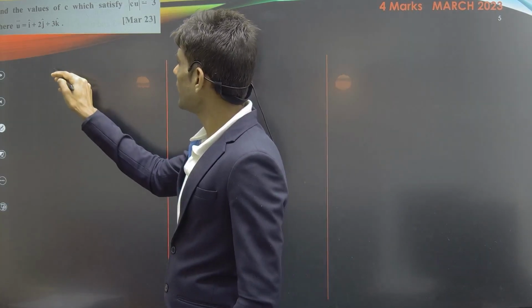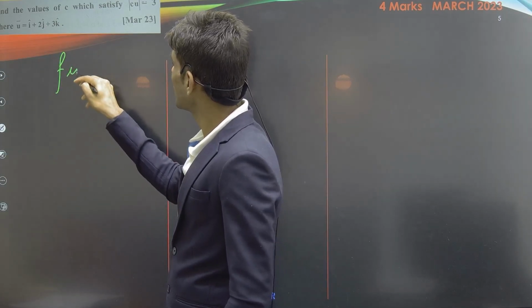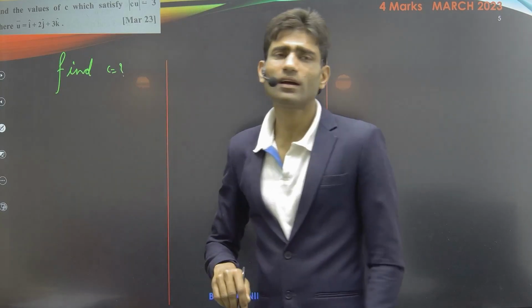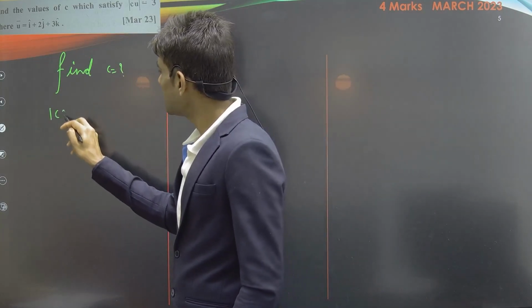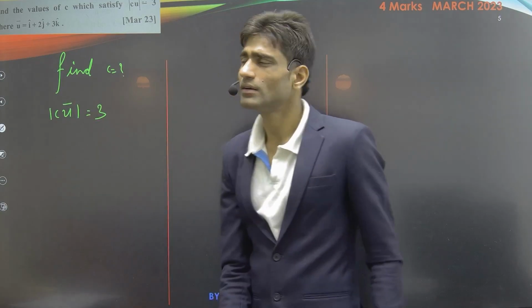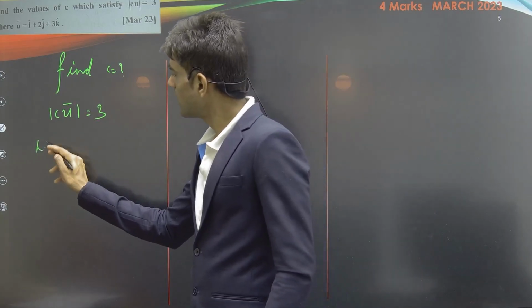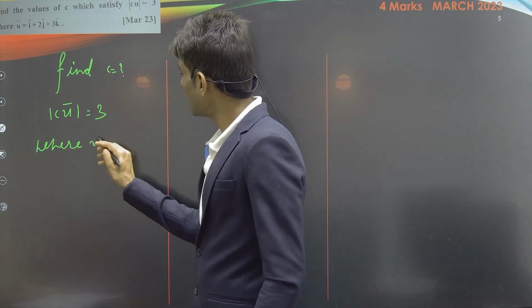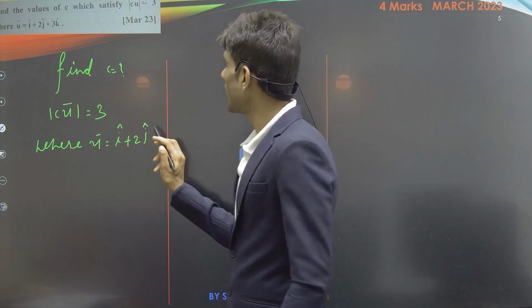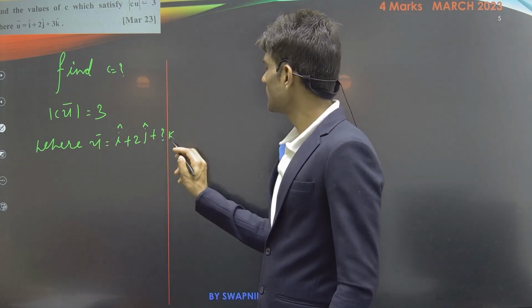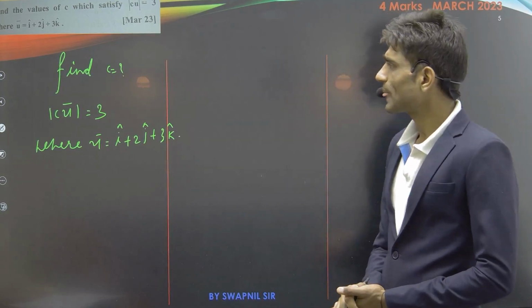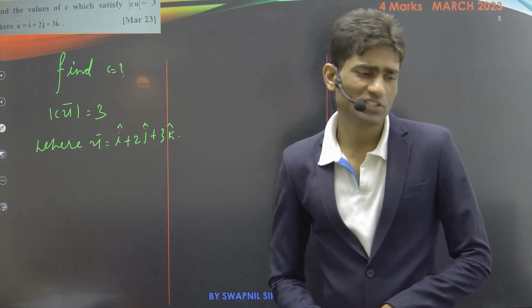What we want here is to find the value for c. The given condition is modulus of c u bar, modulus of c into vector u bar, which is equal to 3. Here vector u bar can be written as i cap plus 2j cap plus 3k cap. This is the given vector u bar, and we have to find the value for the constant c.